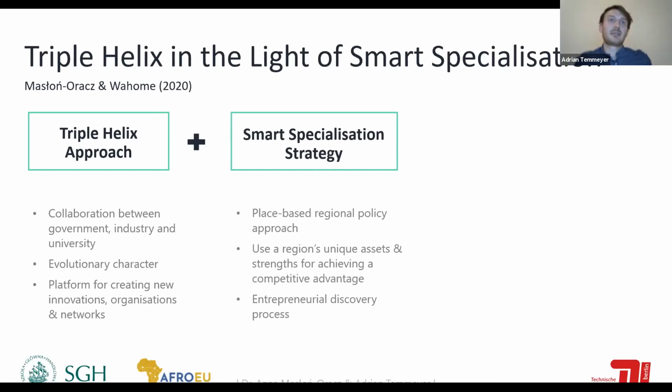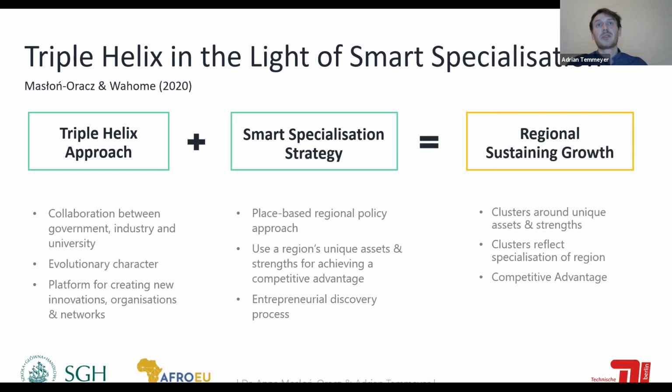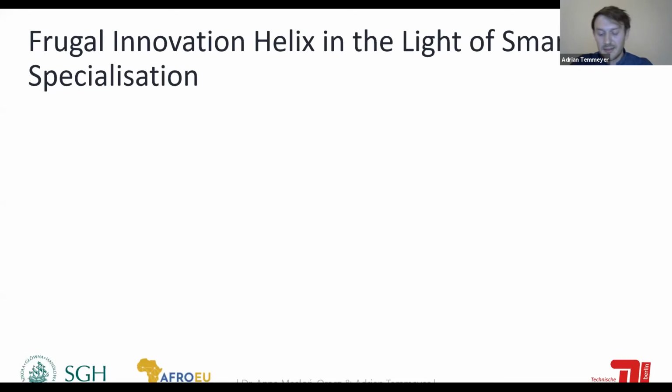And with this smart specialization strategies, the aim is to find the region's unique assets and strengths and use them to create a competitive advantage, and finally to create regional sustaining growth by building clusters around these assets and strengths. So we use this model to build our framework, which I will explain next.